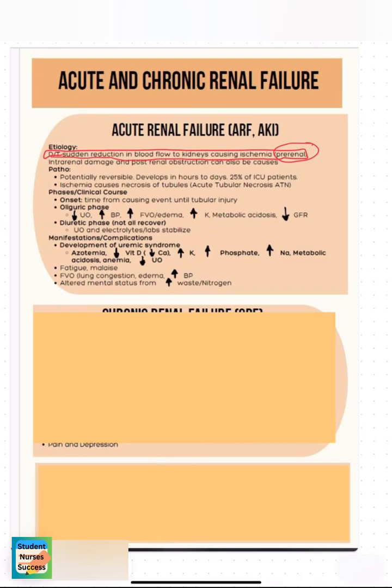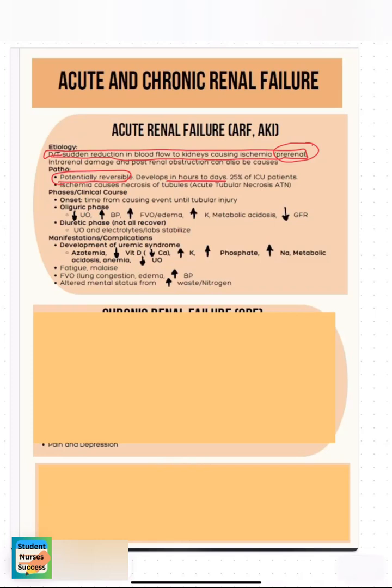The thing about acute renal failure is that it is potentially reversible. In a lot of cases, your kidneys will quit working for a period of time. It could be hours, it could be days, it could even be several weeks. But in a lot of cases, your kidneys will actually start functioning again. Acute renal failure can develop within hours to days, and we see it pretty commonly in those in the ICU. About a quarter of our ICU patients experience acute renal failure.